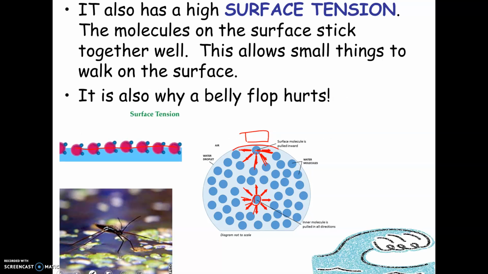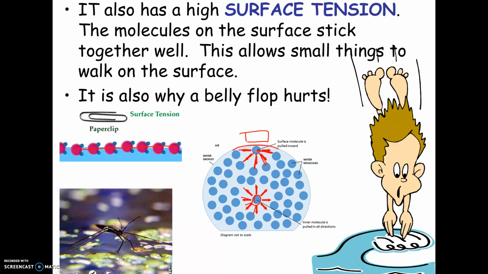It's also why a belly flop hurts. If you've ever jumped into a pool and smacked the water, it's resisting being broken. That surface tension is so strong that if you were to dive off a high board and do a belly flop, you could rupture internal organs. You could break bones. You could break your neck, because that very quick resistance to the surface being broken, that surface tension, is actually very, very strong.